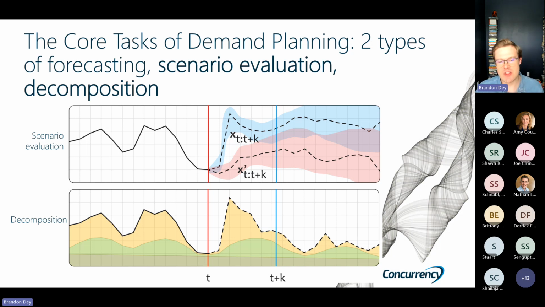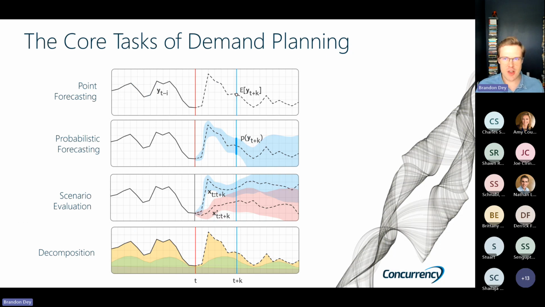And then decomposition, this is more a technical thing on the back end, but it lets you decompose the line of forecast into its component parts, right? Seasonality, trend, and so on. So here they all are together. Each of these often need to be performed at different levels of granularity and time horizons, different levels of accuracy to address different demand patterns and downstream use cases.